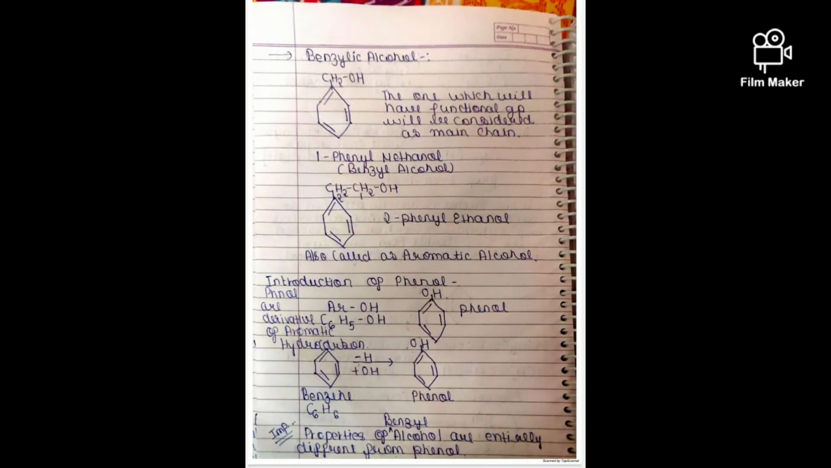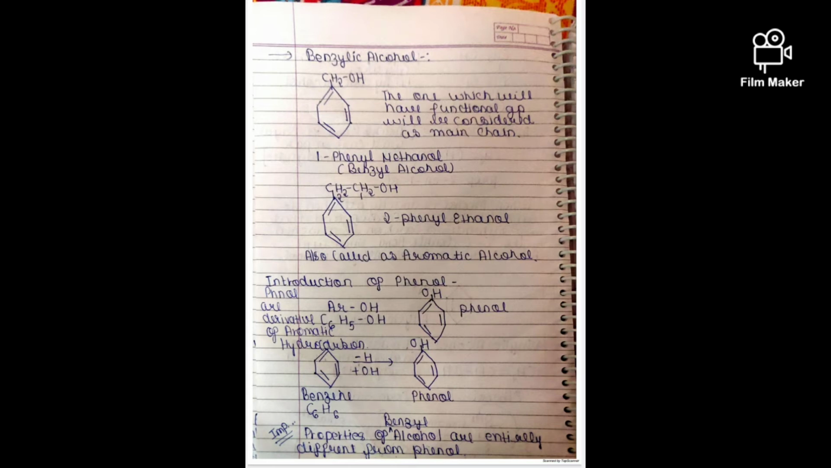Let's talk about benzylic alcohol. First of all, it's very different from vinylic and allylic alcohol, and what you have to remember in benzylic alcohol is that the OH is attached to a carbon which is attached to another phenyl ring or benzene ring. Now while naming, you must know that the one which has the functional group will be considered as the main chain. You have to check where OH is attached. If OH is attached to the benzene ring, then you will consider the benzene ring as your main chain. If OH is attached to the aliphatic carbon, then you will number accordingly.